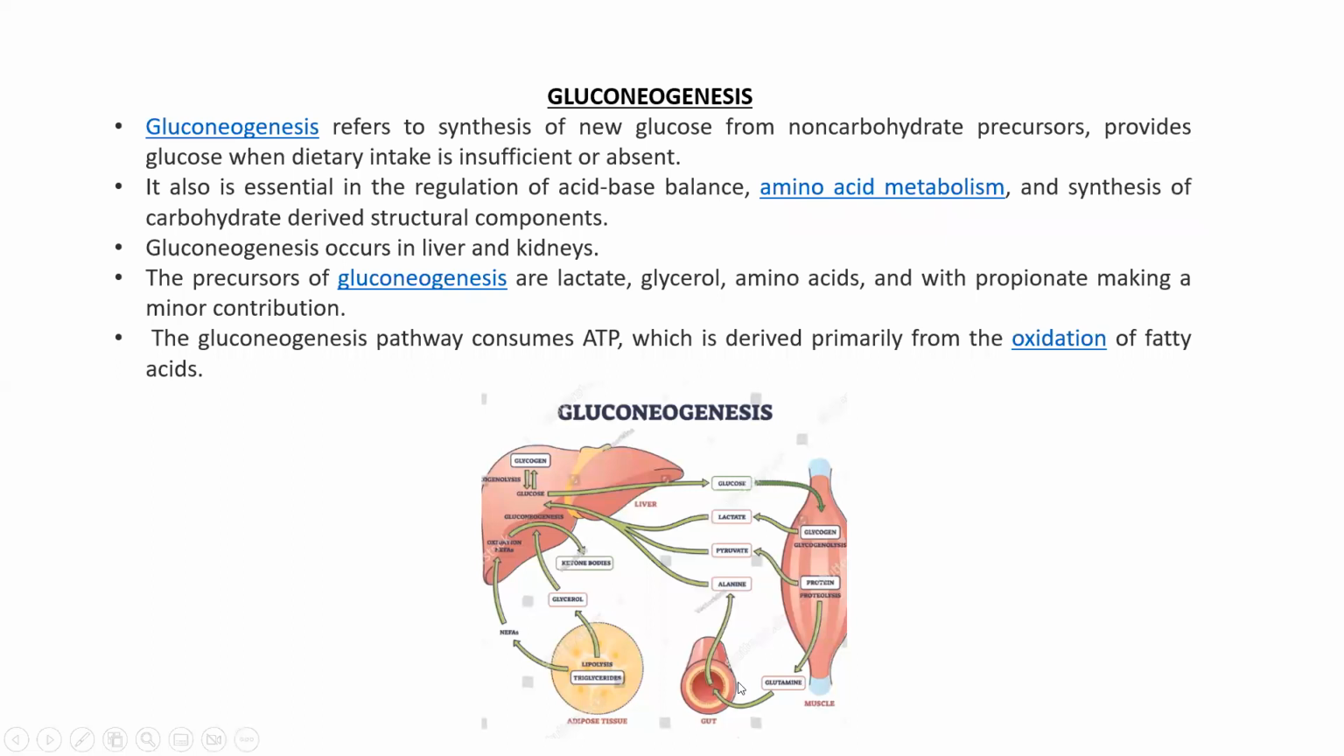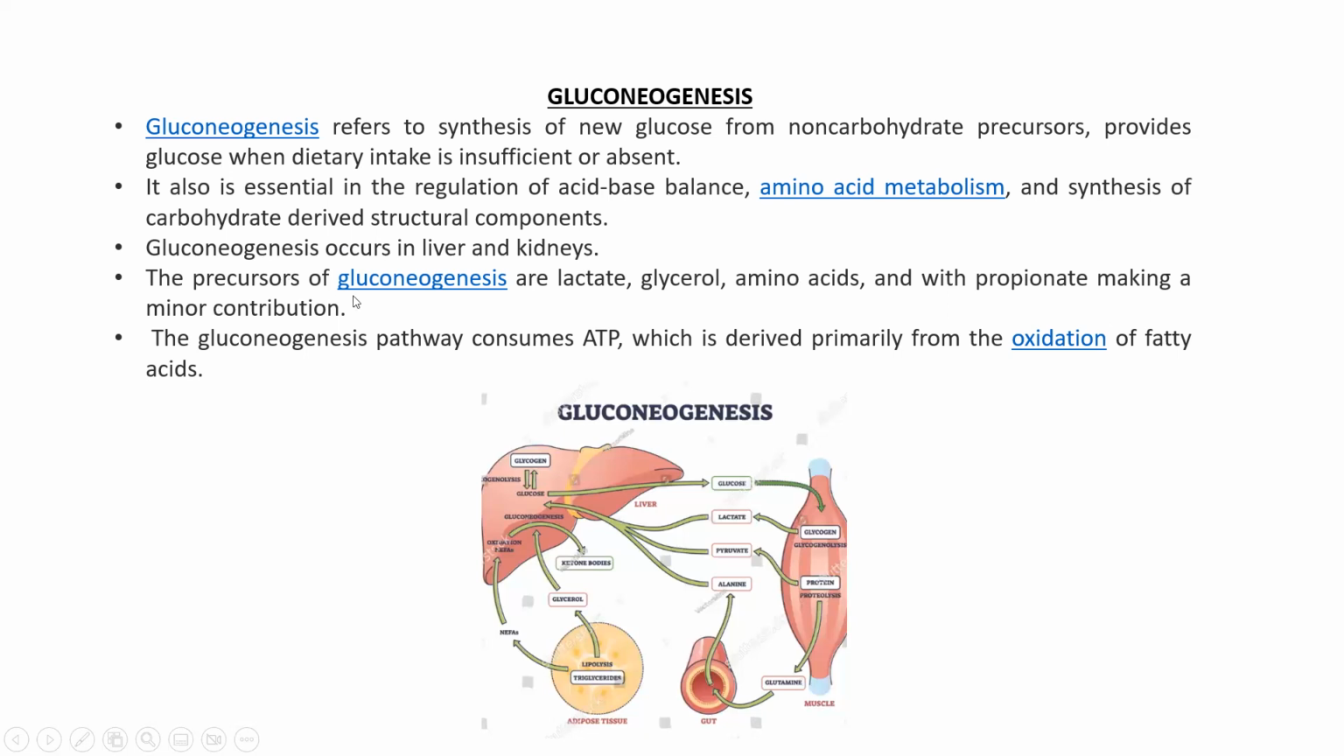So the last one is gluconeogenesis. It is the synthesis of new glucose from non-carbohydrate precursors. This is very important. In the last two university exams, this question was repeated: what do you mean by gluconeogenesis? That is the formation of glucose from non-carbohydrate precursors. It is also essential in the regulation of acid-base balance, amino acid metabolism, and the synthesis of carbohydrate-derived structural components. Gluconeogenesis occurs normally in the liver and the kidney.